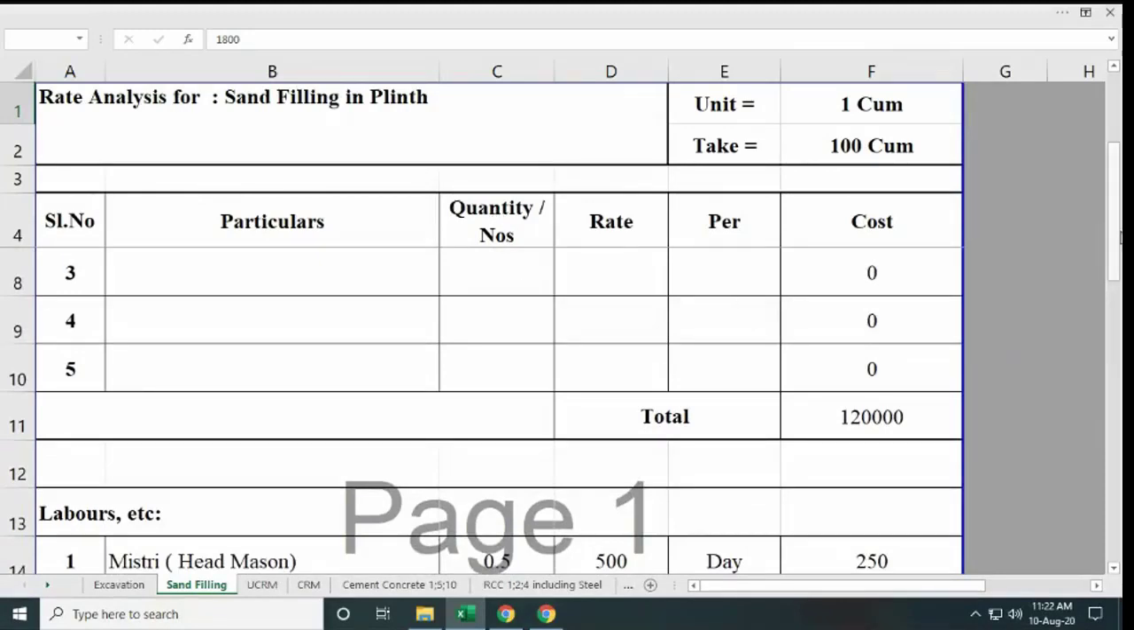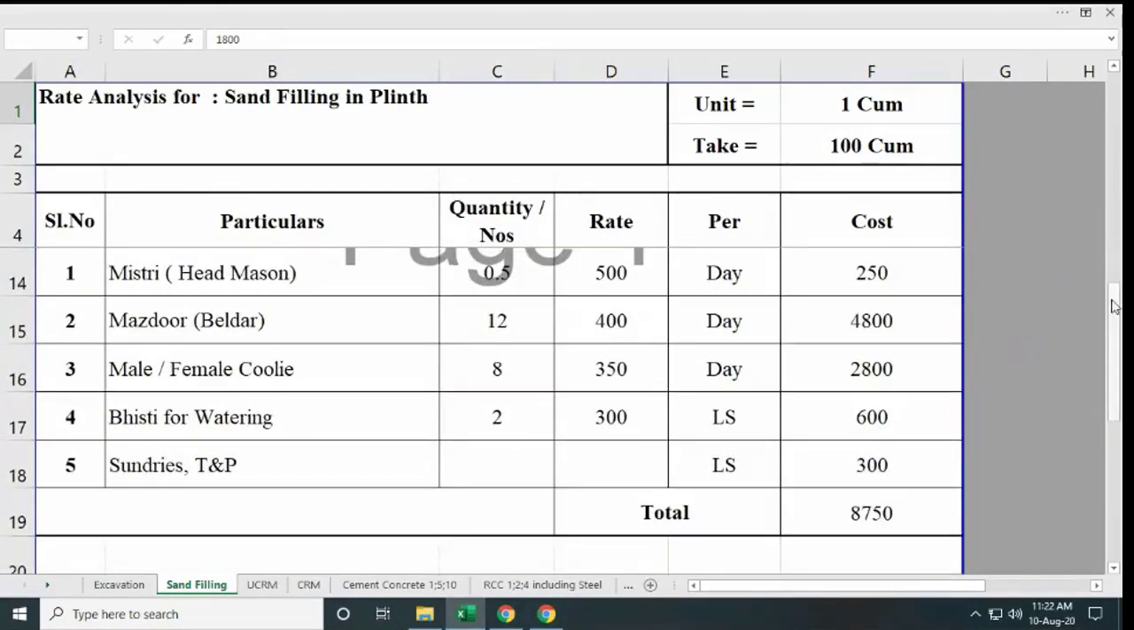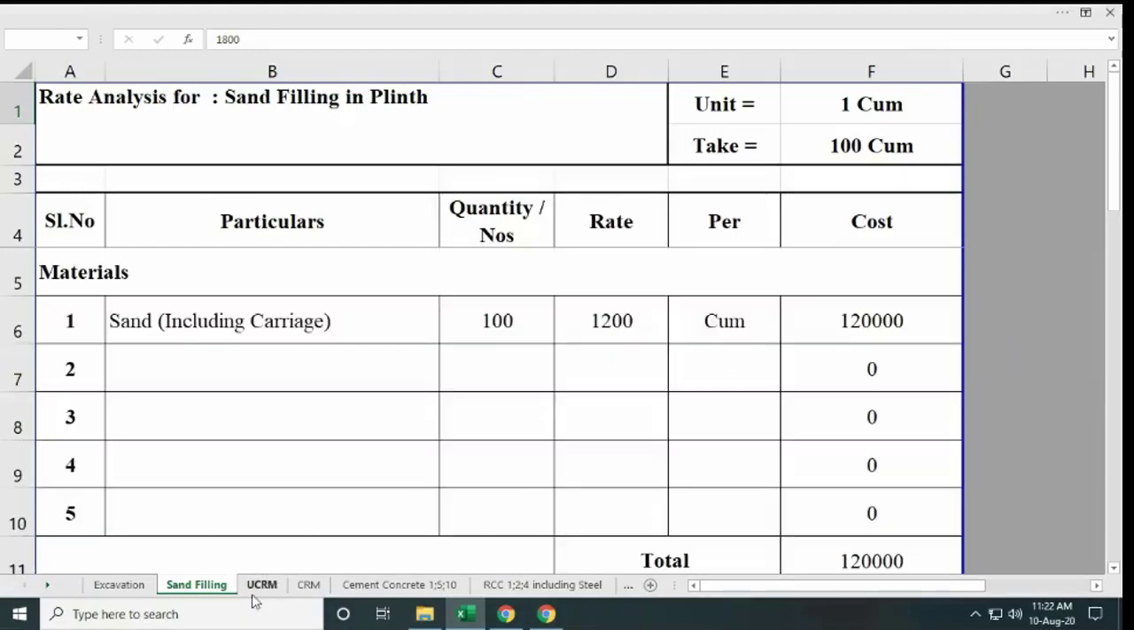Sand filling means we only have to do the filling. You can say it is muram filling. The next is labor required. Head person, half number, rate is 500 rupees per day. Next is mazdoor, 12 numbers are required. Male or female fully, 8 numbers. Disti and all, 2 numbers. So a lump sum amount of rupees 300 extra will be added, and this will be the cost of labor. Finally, we add up and we get the answer, and this is 1,41,000. So the cost per cubic meter will be 1,416 rupees. In this, sand filling is being done.